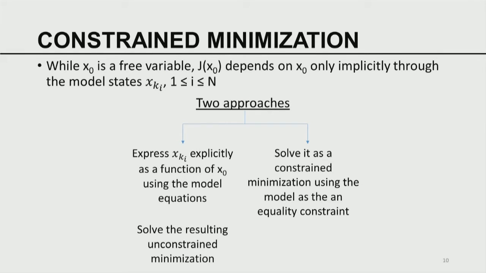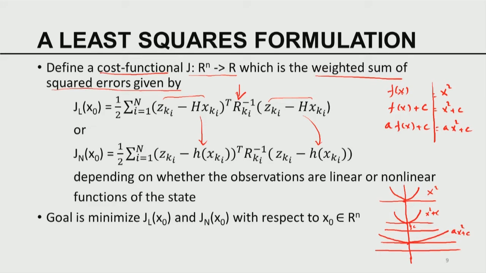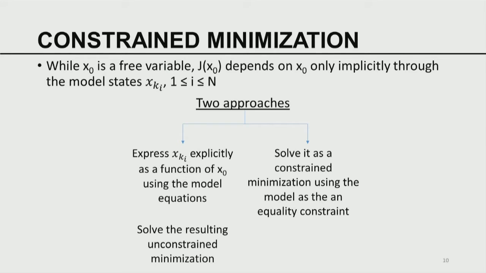Now, let's go back. I'm going to have to minimize this with respect to x naught. X naught does not occur directly, but x naught occurs implicitly through xk. Xk is related to x naught through the model. Therefore, the model equations are inherent within this expression. That means xk are not free variables. So the model is to be considered as a constraint, and that's what our next realization is all about. While x naught is free, J of x naught depends on x naught only implicitly through the model state xk. That's what we just talked about.